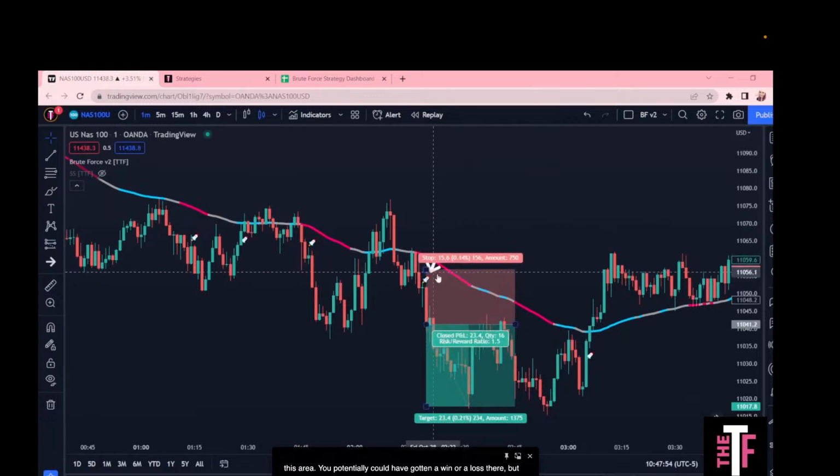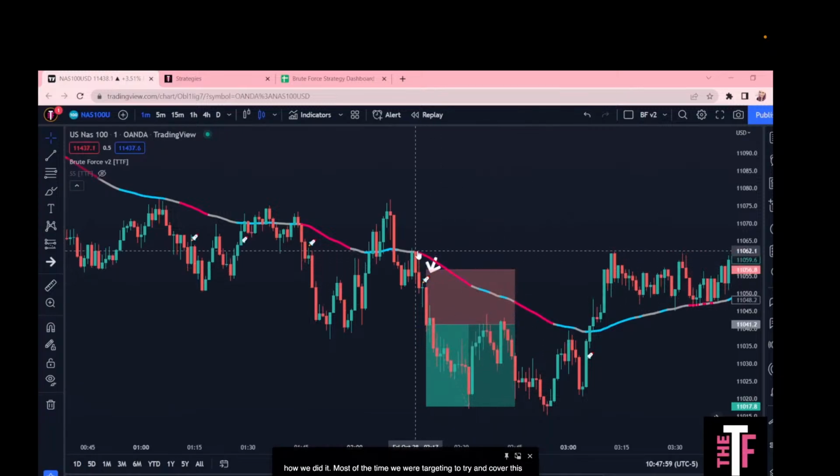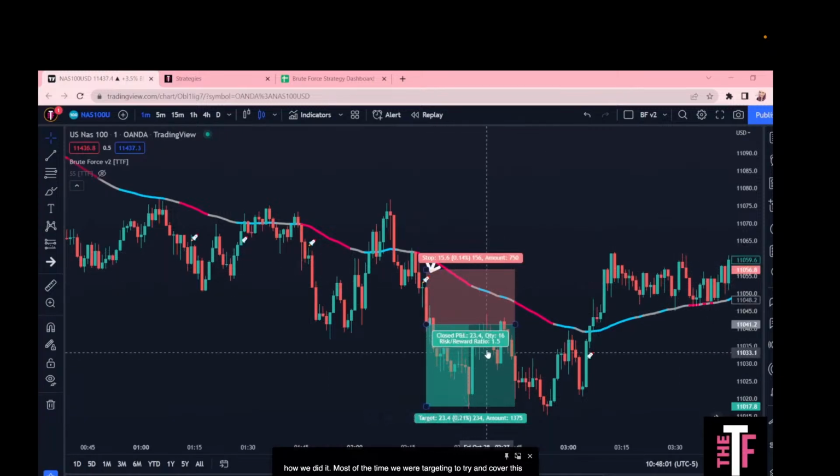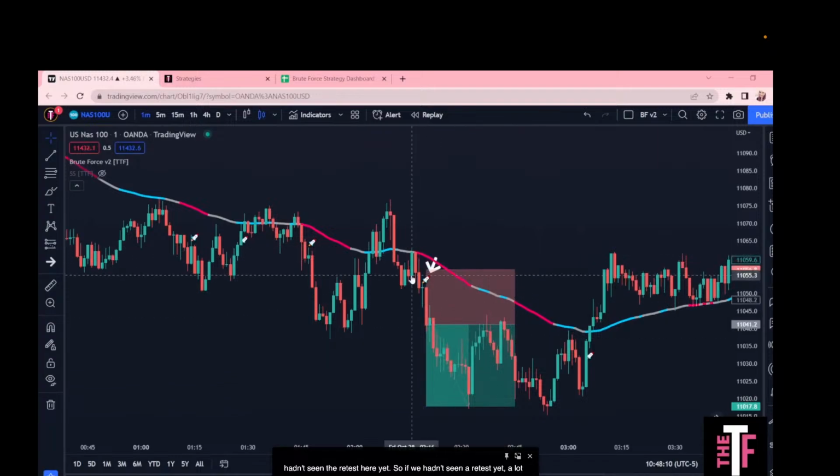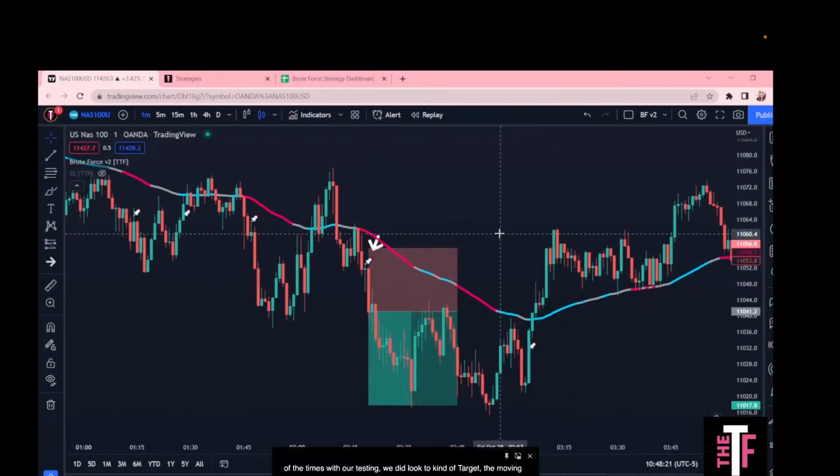Most of the time we were targeting to try and cover this area in the moving average if we had seen the breakthrough but hadn't seen the retest here yet. So if we hadn't seen a retest yet, a lot of the times with our testing, we did look to target the moving average. That is optional to you guys, and make sure you're doing your own backtesting with this as well. If you guys are looking for more examples, I do highly suggest that you look at our backtesting data, because we always show our trades that we mark up there. But that is what a sell would look like.